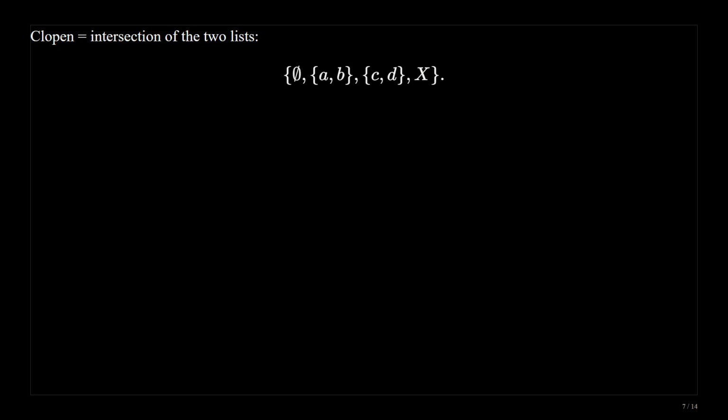Clopen means in both lists. Empty and X are always there, plus AB and CD, because each is open and each is the complement of the other, so each is closed too. Student takeaway. When a topology splits X into 2 open pieces, both pieces are clopen.